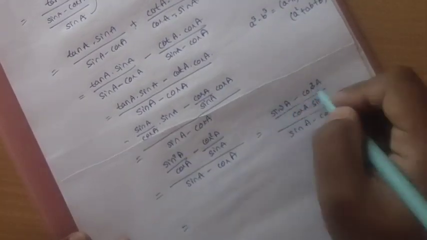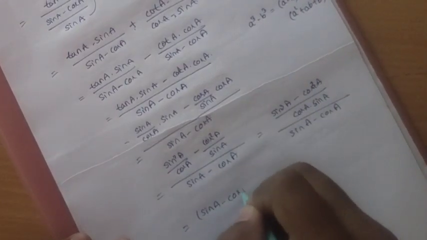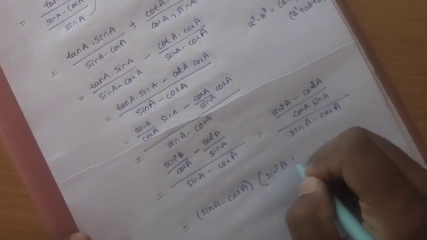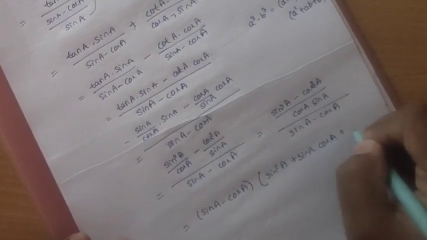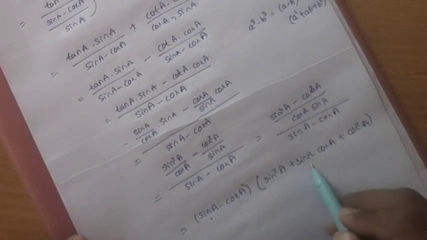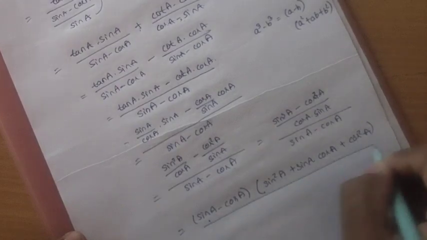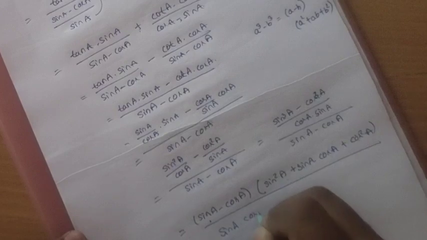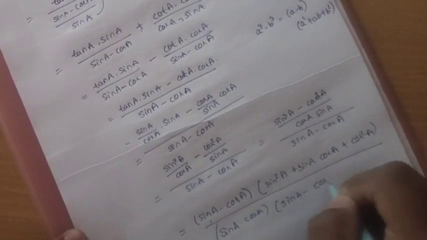So here in this step, sin cube a minus cos cube a can be written as (sin a minus cos a) into (sin square a plus sin a cos a plus cos square a). This is in the form of (a minus b) into (a square plus ab plus b square). As per the formula we have done here, the whole is divided by the denominator, sin a into cos a, and sin a minus cos a is the remaining thing.